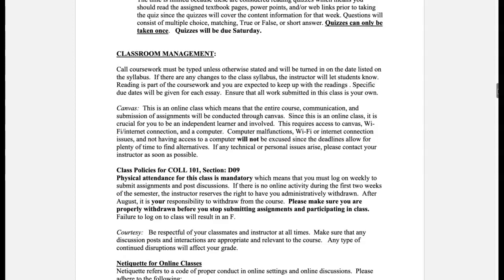So it's very important that you have access to reliable internet, but it's also important that you are an independent learner and you're involved. So please make sure that you check Canvas frequently. I post announcements every single Monday, which I'll get to in a little bit, but just make sure that you have reliable access to internet.